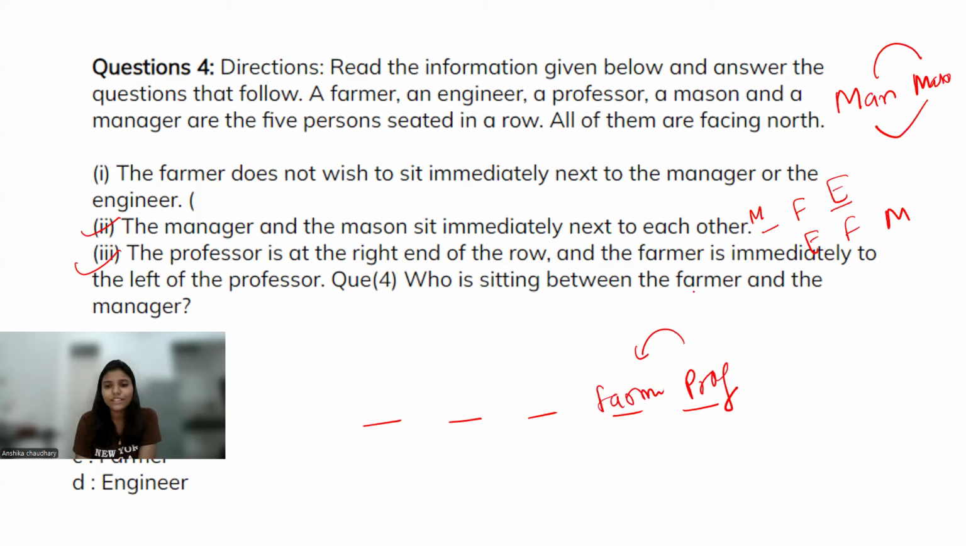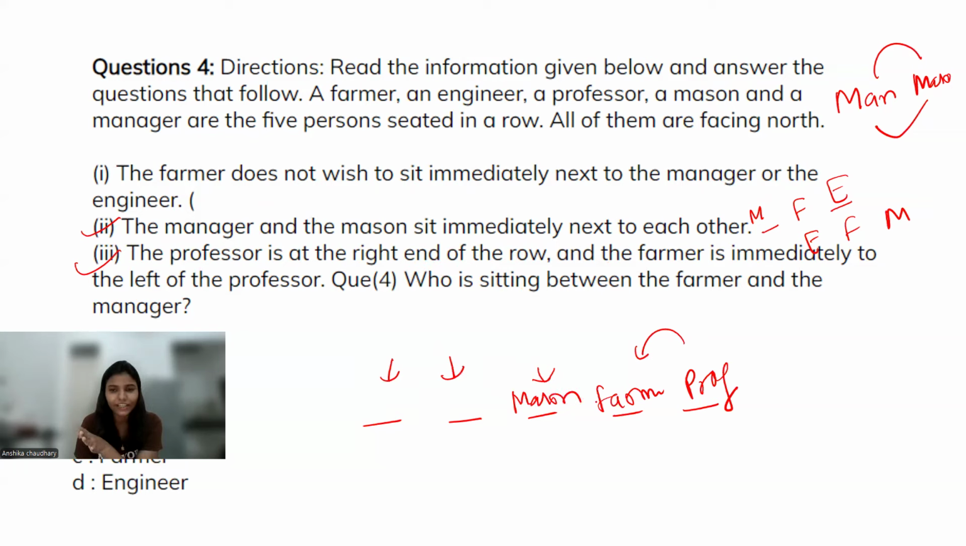Now, who is sitting between the farmer and the manager? Okay. So we have already two statements that the farmer does not wish to sit immediately next to the manager or the engineer. So I can say that manager or engineer will not be here, so they can be either here or here. Right, now the second statement is the manager and the mason sit immediately next to each other.